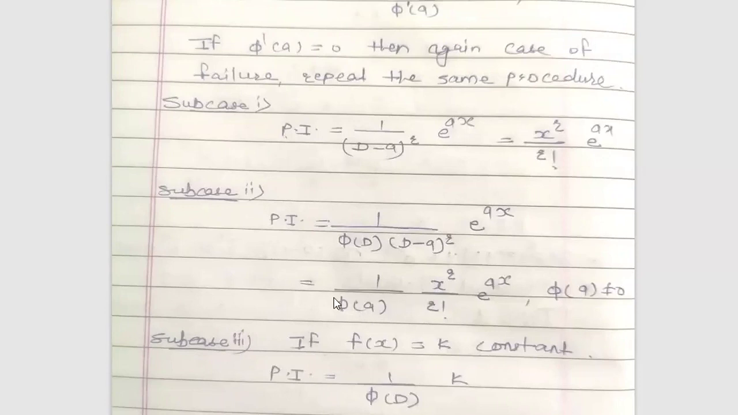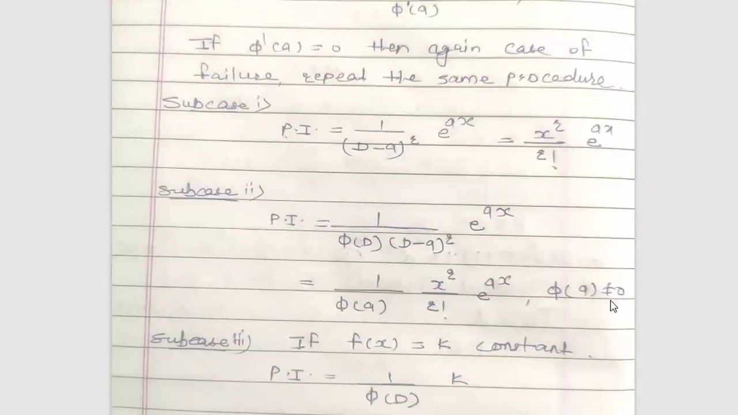And so your PI will be 1 upon phi 1 of a into x raised to r upon r factorial into e to the power x. And the condition is that phi 1 of a must be non-zero. After replacing D by a here for phi 1 of D, your denominator phi 1 of a must be non-zero. That is the condition. If it is zero, then it is the case of failure, and you know how to find the PI.